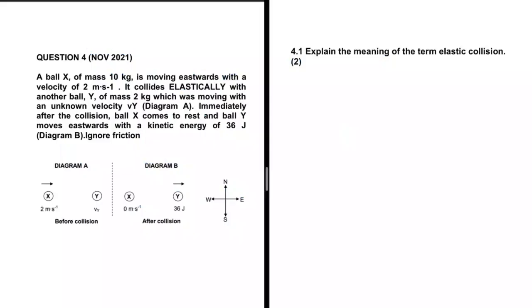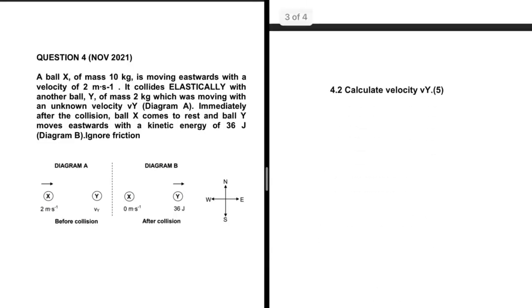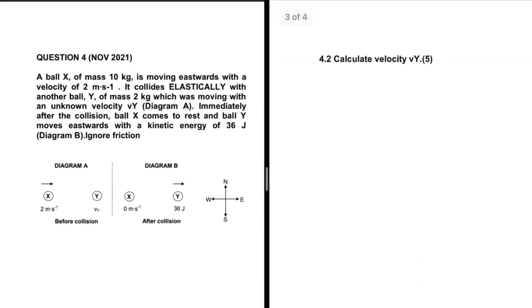Explain the meaning of the term elastic collision. An elastic collision is a collision in which both the total momentum and the total kinetic energy are conserved. Not so complicated. So that is 4.1. Let's go ahead and take a look at 4.2.